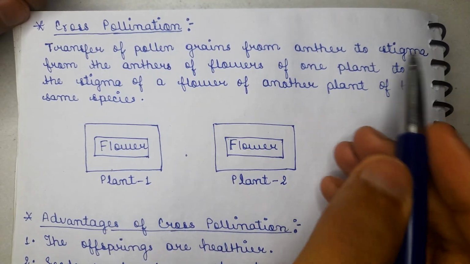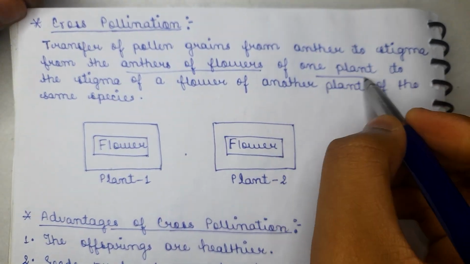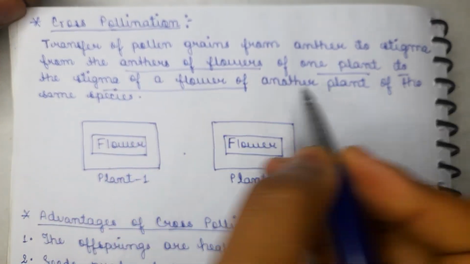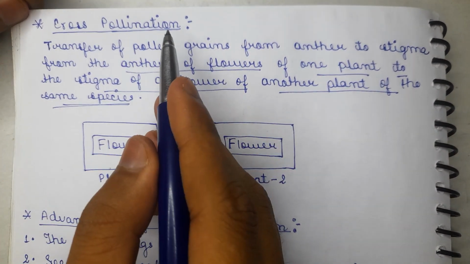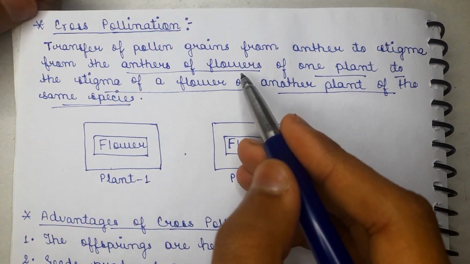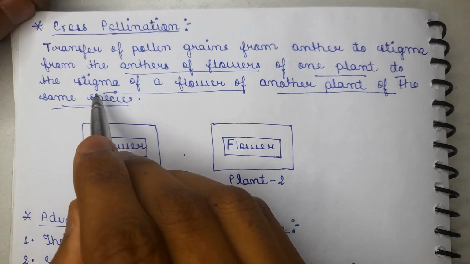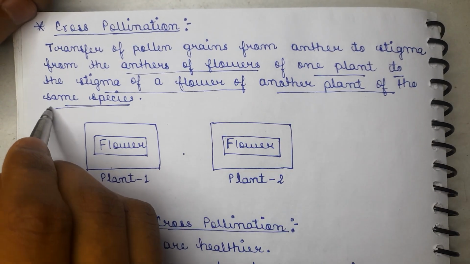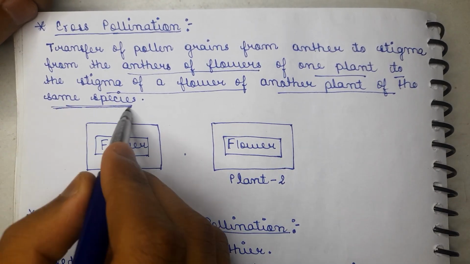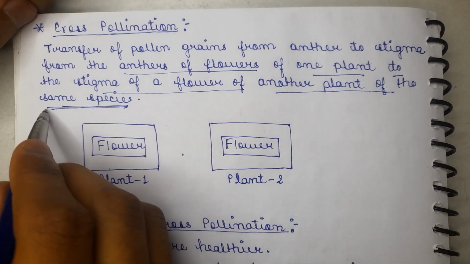Now the twist arises here: the transfer is from the anther of the flower of one plant to the stigma of the flower of another plant of the same species. This is cross pollination, where the anther of a flower of one plant transfers pollen to the stigma of a flower of another plant of the same species. That means if you are using a rose plant, then the transfer should be between rose plants only.